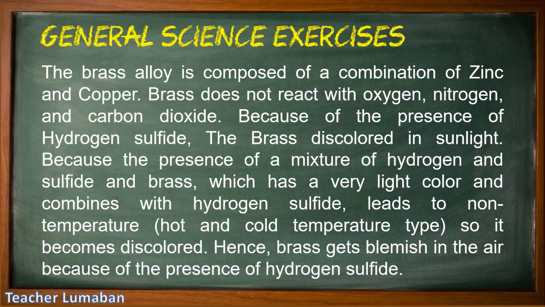Because of the presence of hydrogen sulfide, the brass discolored in sunlight. Brass, which has a very light color, combines with hydrogen sulfide, so it becomes discolored. Hence, brass gets blemished in the air because of the presence of hydrogen sulfide.